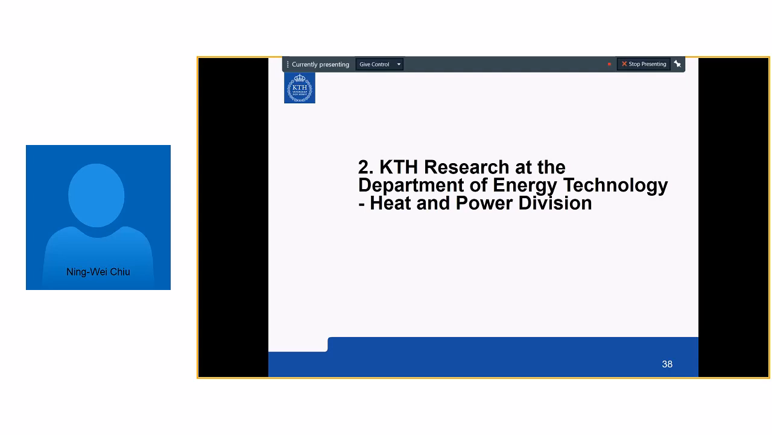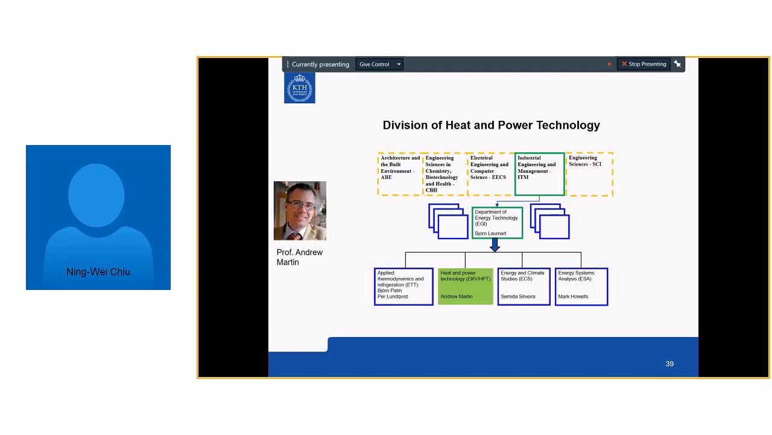Yes. Second part. So now we have 20 minutes left. I will spend 10 minutes to present the research that we are doing at the Energy Technology Department, especially at the Division of Heat and Power Technology, where this course is given. And then the third part will be a few words on the SDGs, Sustainable Development Goals. So Andrew Martin is the head of the division. So we are the division over here, HPT, Heat and Power Technology.